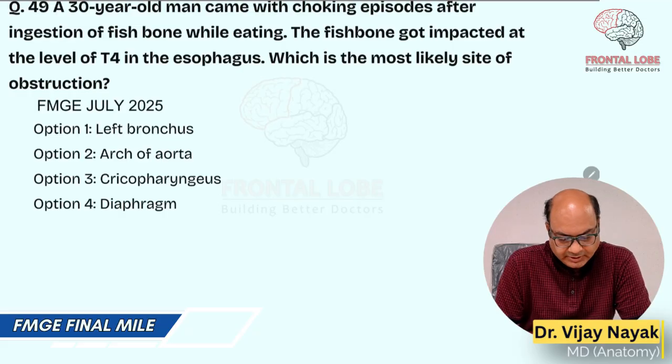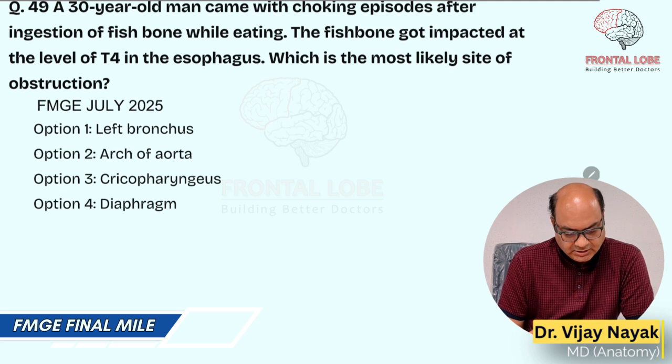A 30-year-old man came with choking episodes after ingestion of a fish bone while eating. The fish bone got impacted at the level of T4 in the esophagus. Which is the most likely site of obstruction? Option 1 is left bronchus, option 2 is arch of aorta, option 3 is cricopharyngeus, and option 4 is diaphragm. So they are saying this is impacted at the level of T4 in the esophagus.